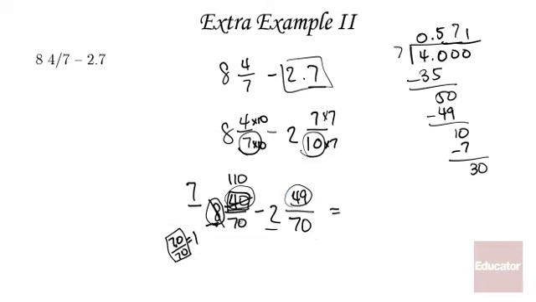7 minus 2 is 5, and 110 minus 49. 10 minus 9 is 1, and we borrowed, so 10 minus 4 is 6. So 110 minus 49 is 61 over 70.